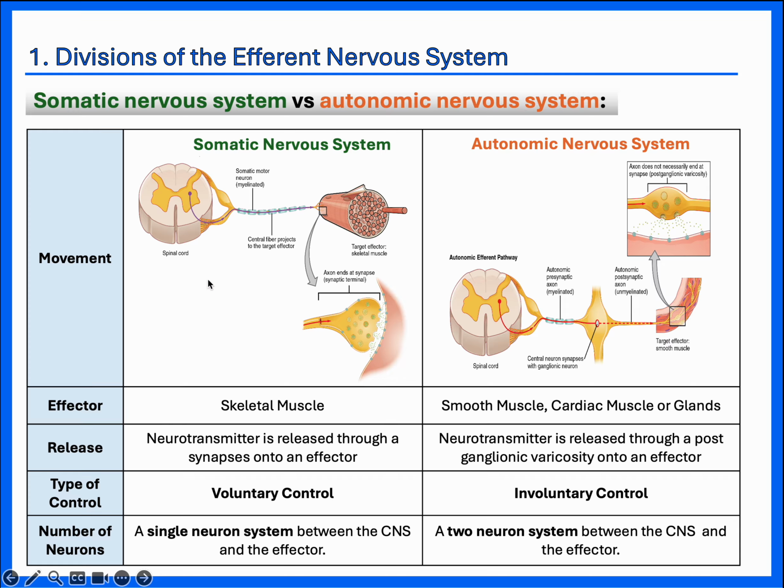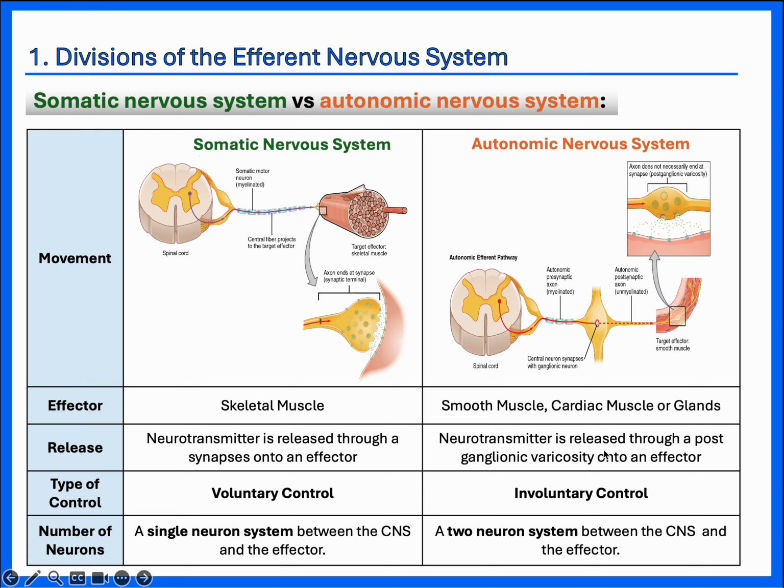So again, in the somatic nervous system, we have skeletal muscle, but in the autonomic nervous system, what are we synapsing on? We're releasing this neurotransmitter onto either smooth muscle, cardiac muscle, or glands. Those are the three things I need you to know. Neurotransmitter is released through a synapse onto an effector. You see that here at the end, at the synaptic terminals, right, we're releasing neurotransmitter onto this muscle over here.